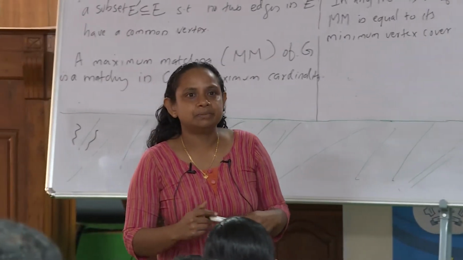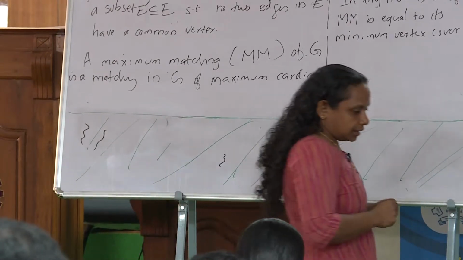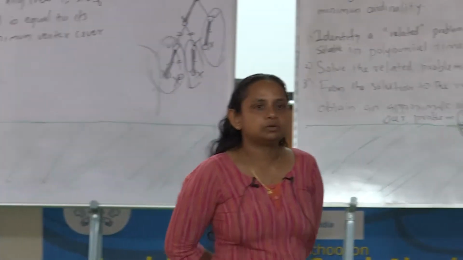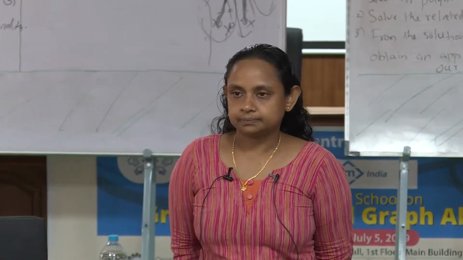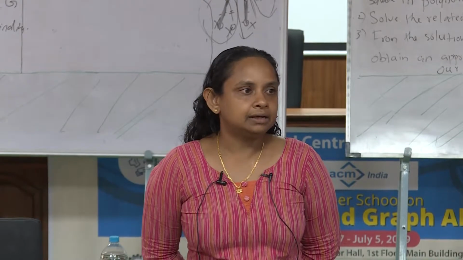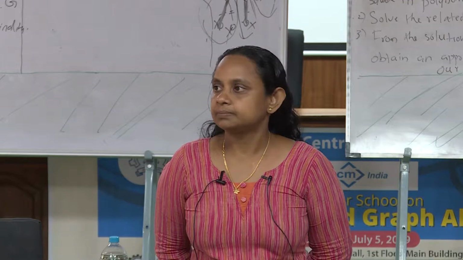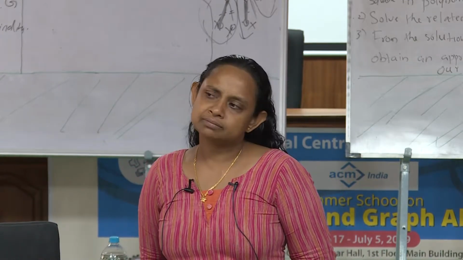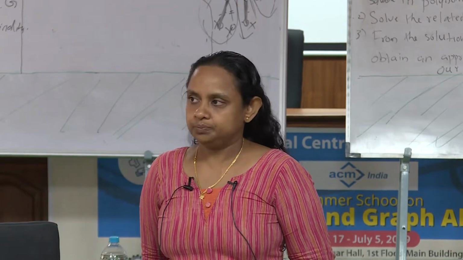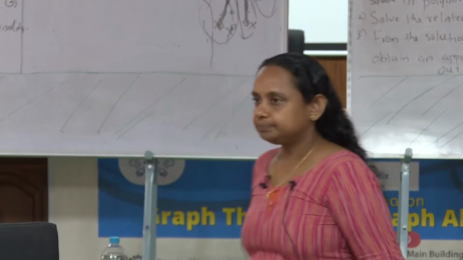So vertex cover and maximum matching are not of the same size for every graph. You have one question. Can you give me one graph for which these two parameters are not the same? Vertex cover number and maximum matching size, they are not the same. C3: vertex cover number is 2. Matching is 1.